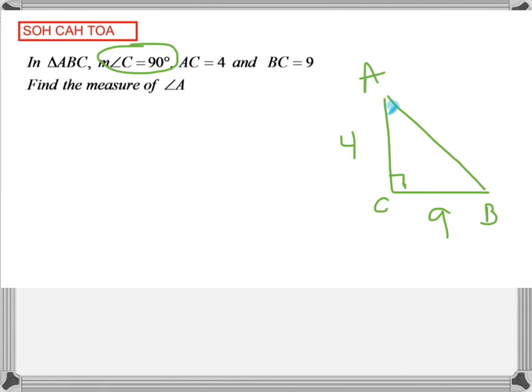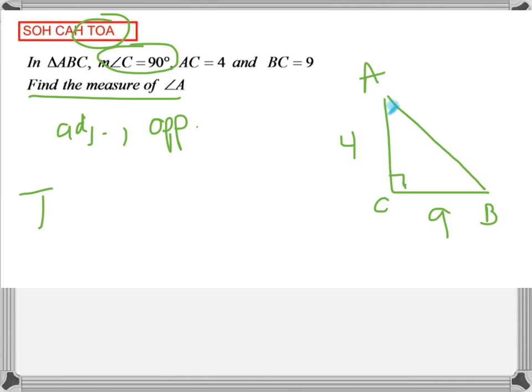Now, I could find the hypotenuse if I wanted to using the Pythagorean theorem, but they're only looking for the measurement of A. So I might as well just do what they're asking me to do. According to A, 4 is the adjacent side, and 9 is the opposite side. So I only need to use the inverse trig ratio that deals with adjacent and opposite, which is tan.